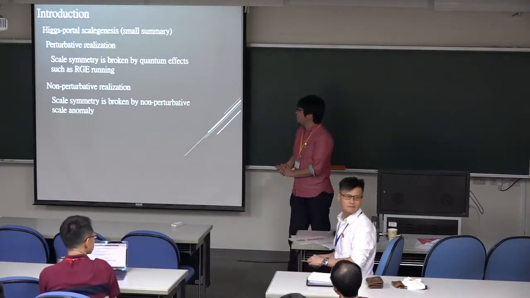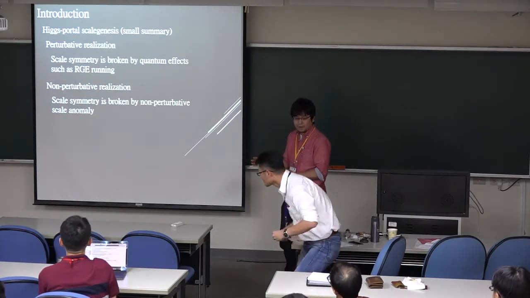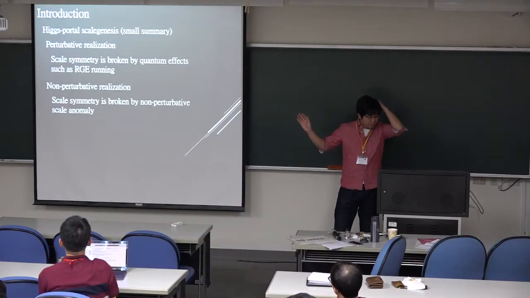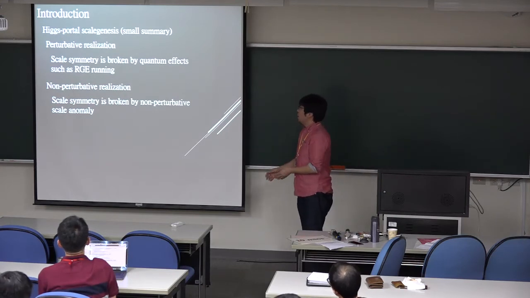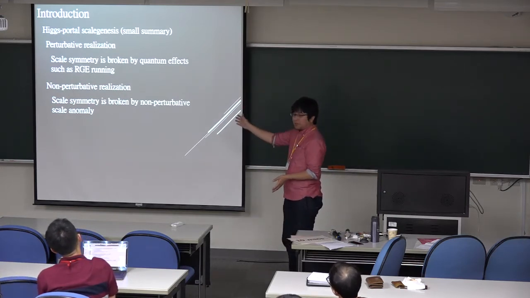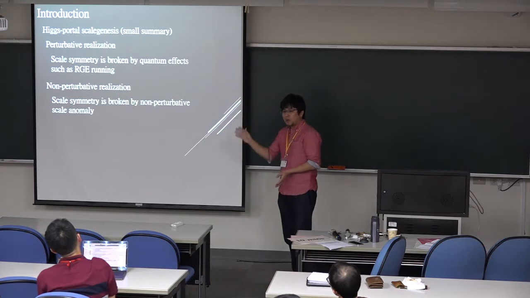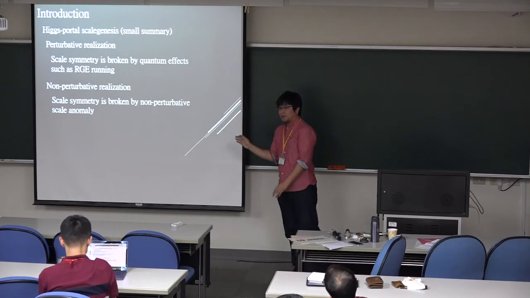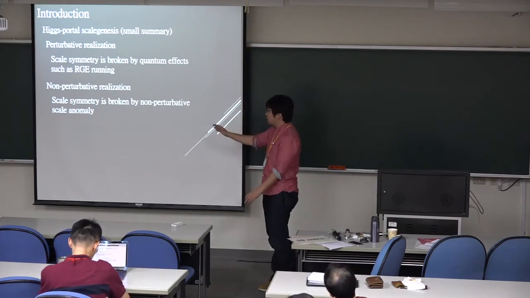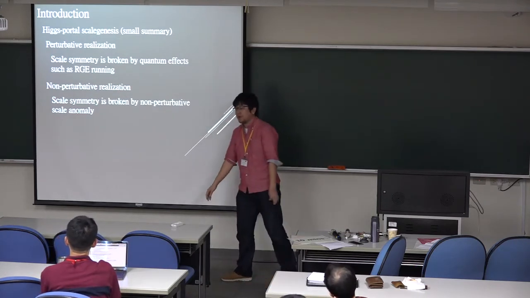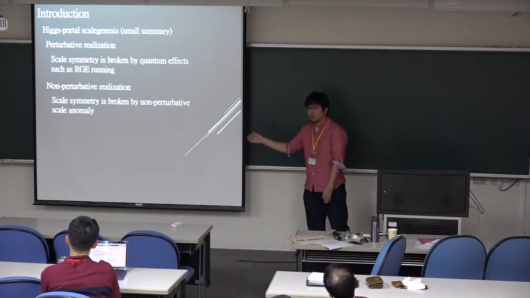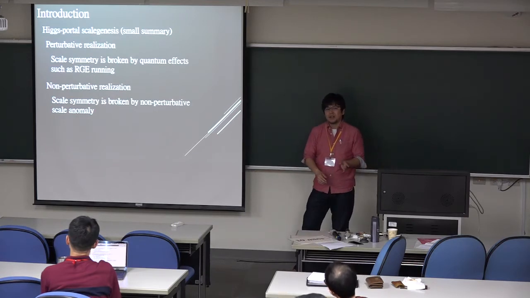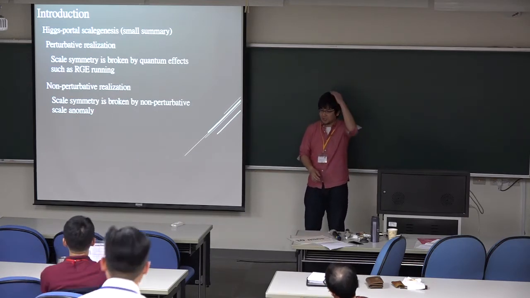Well, let me introduce several kinds of realization in the Higgs portal scale genesis. One is the perturbative realization, which is nothing but the Coleman-Weinberg mechanism. So the scale symmetry can be broken by the quantum effect, such as RG running. And another one is called non-perturbative realization, where the scale symmetry can be broken by a non-perturbative effect, such as the hypercolor QCD, which James explained previously.